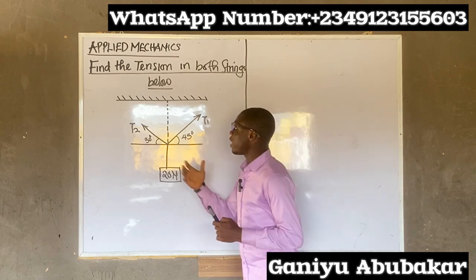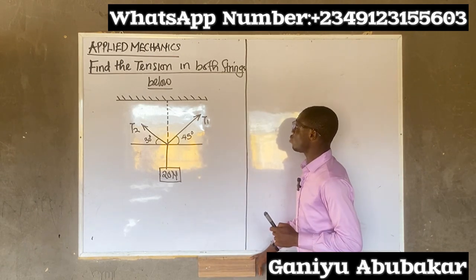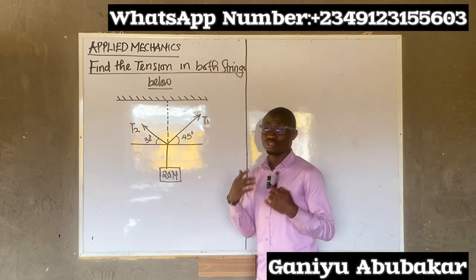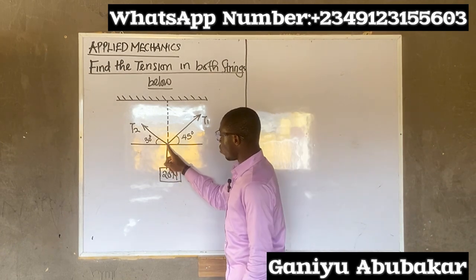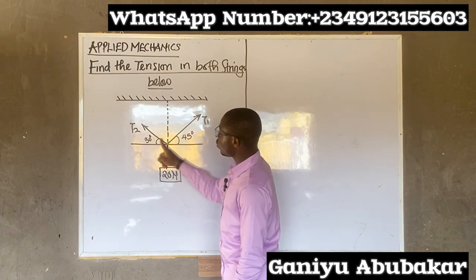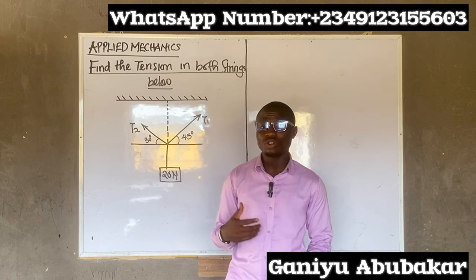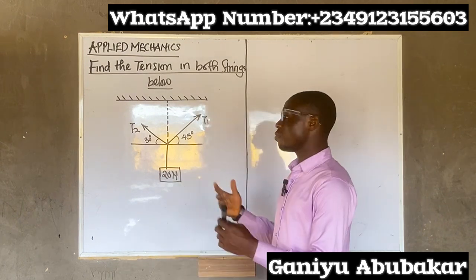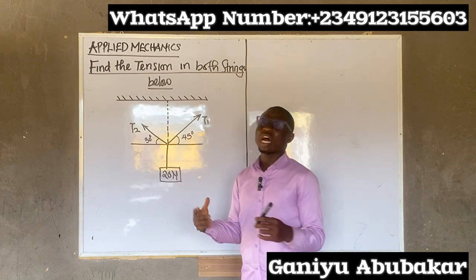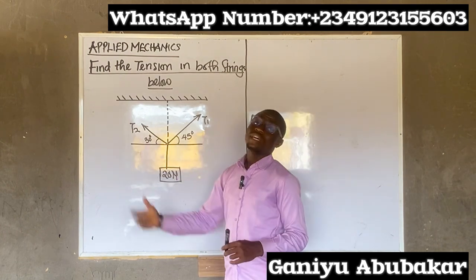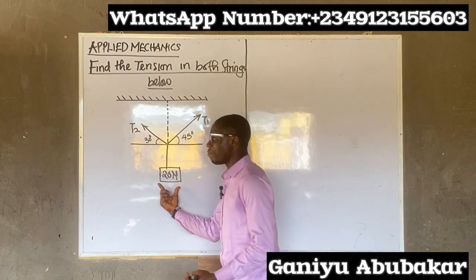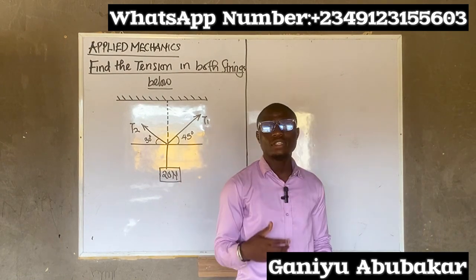It says, find the tension in both strings below. For this diagram here, I have two strings. This one here is my first string, T1. T2 gives you your second string, more like a rope. So in other words, I'm asked to find T1 and T2. Also, I'm given a weight or a force of 20 Newton.